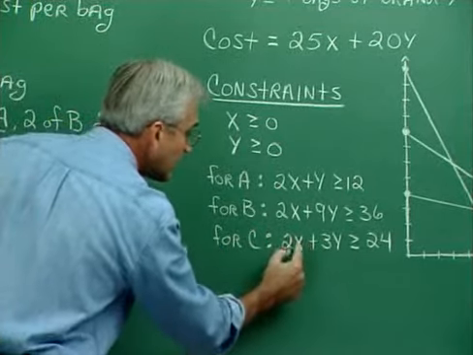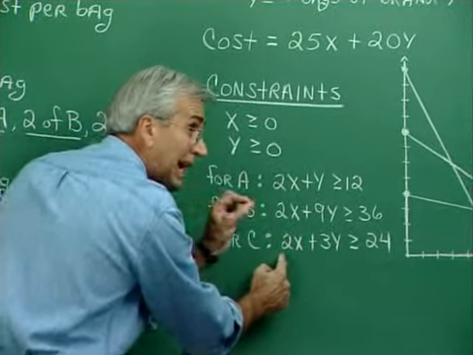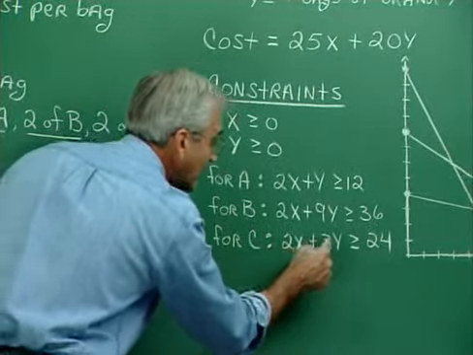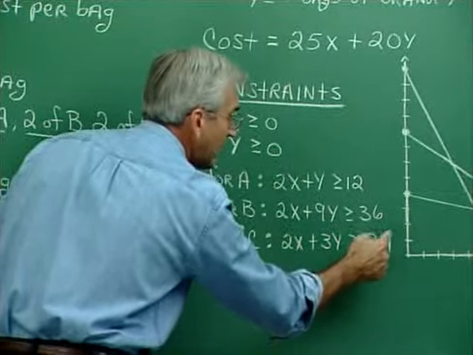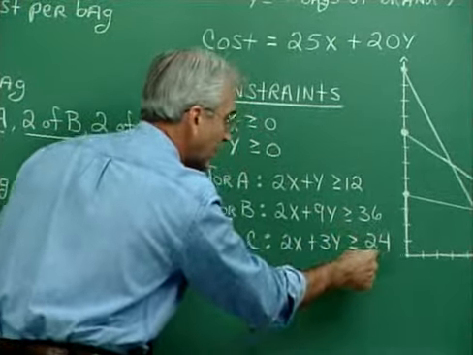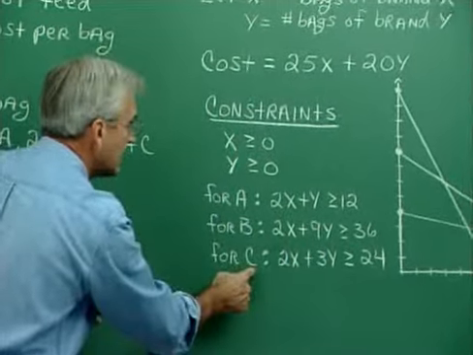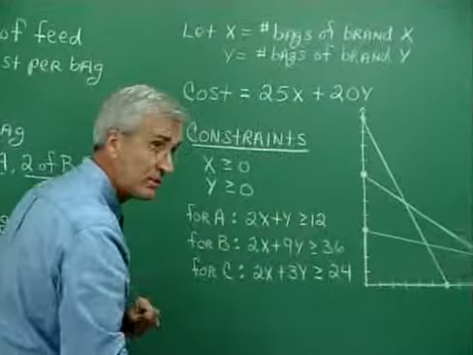It was 2 units. You see, we are supplied 2 units for every bag of brand X and 3 units for every bag of brand Y. So it's 2X plus 3Y is greater than or equal to 24, because we need at least 24 units of that item C. Okay, so these are our constraints.